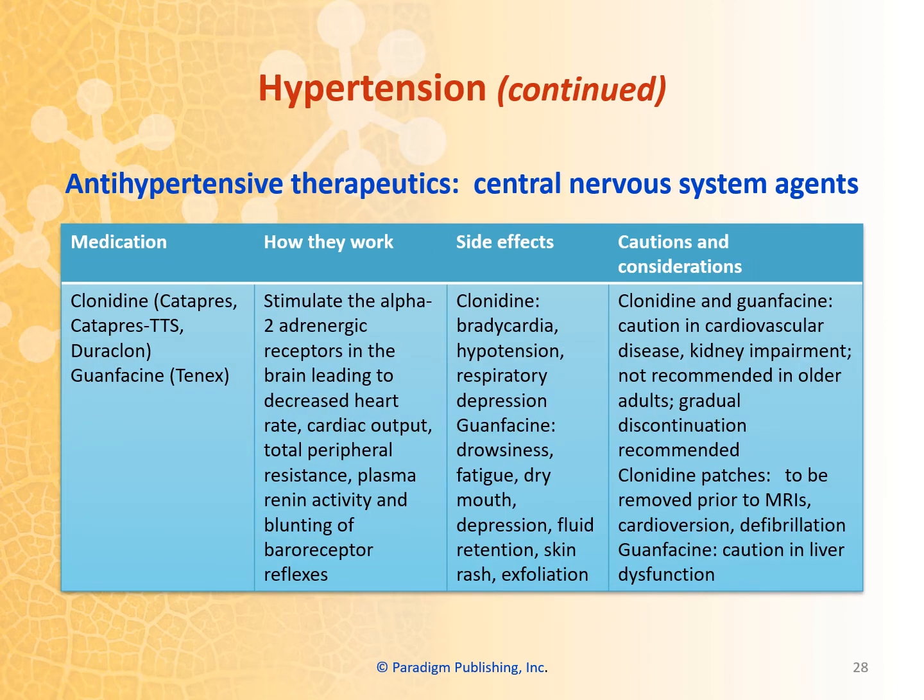There are central nervous system agents such as clonidine and guanfacine. The way they work is they stimulate the alpha-2 adrenergic receptors in the brain, leading to decreased heart rate, cardiac output, total peripheral resistance, plasma renin activity, and blunting of baroreceptor reflexes.